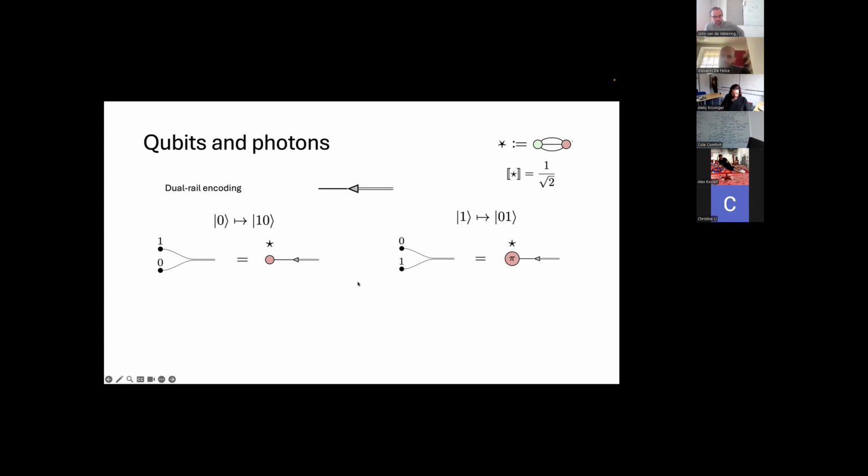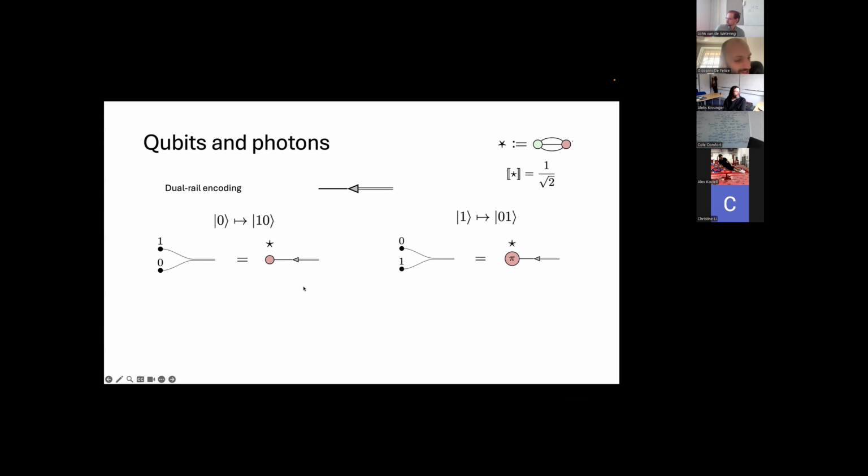So this can be represented also graphically as a kind of interface between the two graphical languages that we define: the ZX calculus on the one hand, and linear optics. As you can see here, if you plug in the ket 0 state into this triangle, you get 1 photon up, 0 photons down. If you plug in the ket 1 state, you get 0, 1.